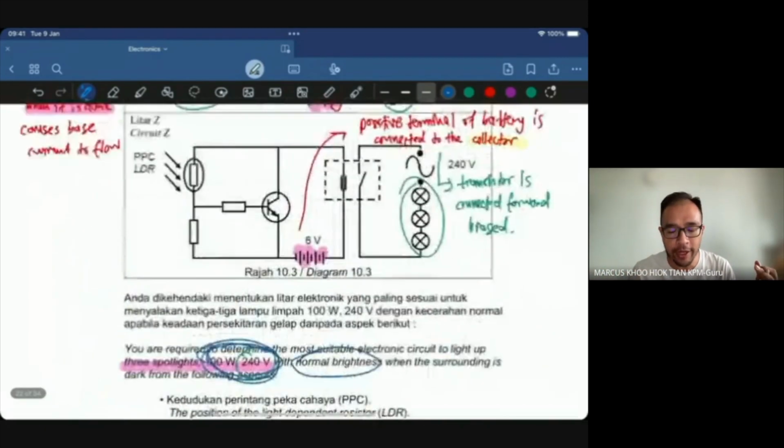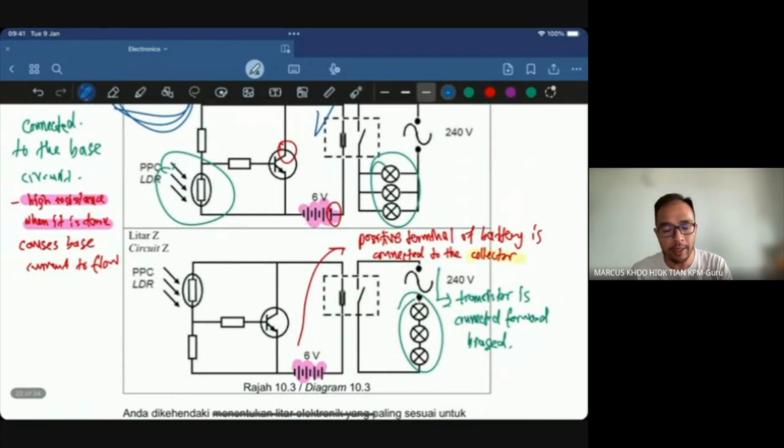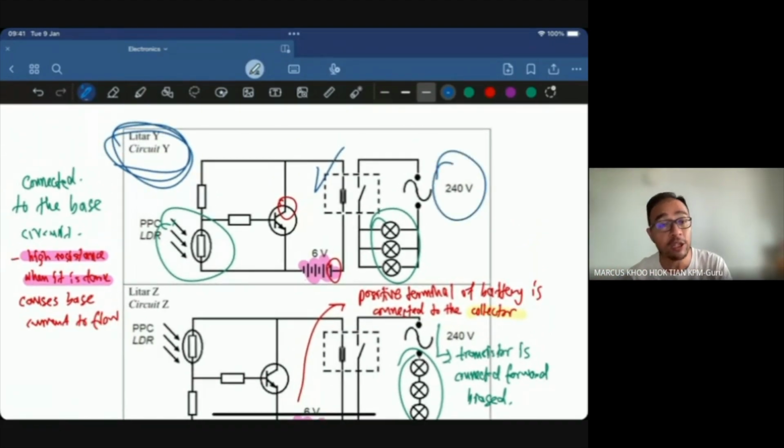And the reason for the relay switch is because the transistor is very small and delicate equipment, and the transistor alone cannot light up the three bulbs. The main function of the transistor is to function as a switch. When it turns on, when current can flow, then the relay switch can be turned on. When the relay switch turns on, it can handle a much bigger voltage. If you notice here, it's 240 volts. The transistor only functions with 6 volts, very, very small.